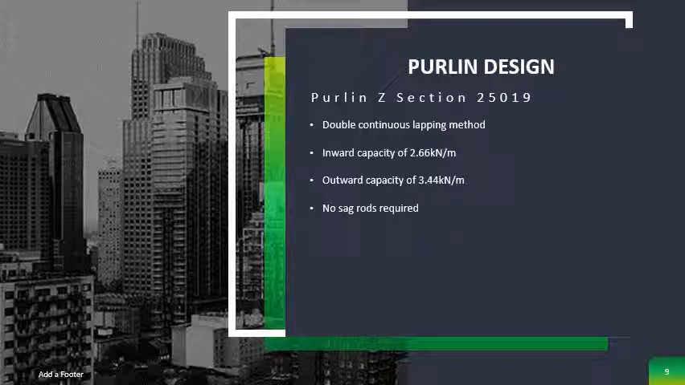This method involves bolting the two purlins end-to-end via connection plate with no overlap. Our selected purlin was 6 meters long and had an inward capacity of 2.66 kilonewtons per meter and an outward capacity of 3.44 kilonewtons, without the use of sag rods. As the critical loads were 2.36 kilonewtons and 1.32 kilonewtons respectively, our purlin can withstand the proposed loads.